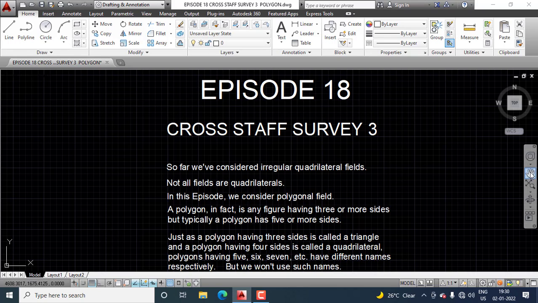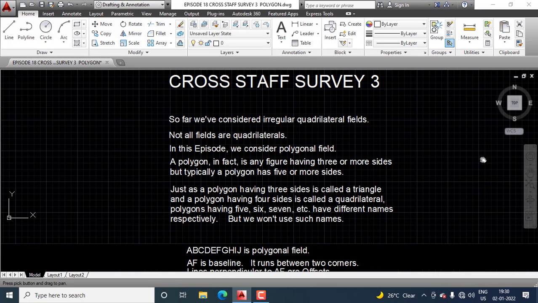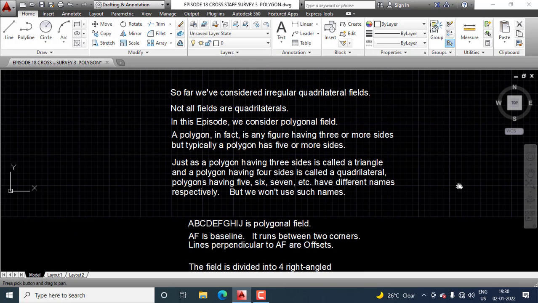A polygon, in fact, is any figure having 3 or more sides, but typically a polygon has 5 or more sides. Just as a polygon having 3 sides is called a triangle and a polygon having 4 sides is called a quadrilateral, polygons having 5, 6, 7, etc. sides have different names respectively, but we won't use such names.